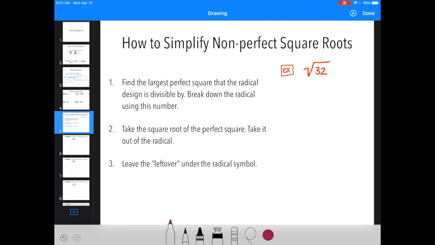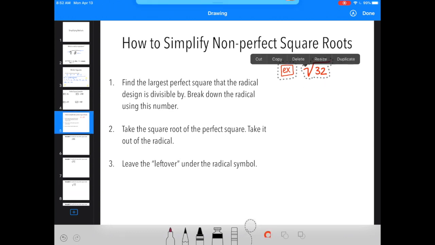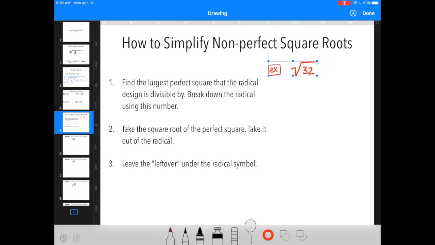Okay, so how do you simplify non-perfect square roots? First step, you are going to find the largest perfect square that the radicand is divisible by. Then you're going to break down that radical using this number. So remember back to elementary math, when you would make those lists.